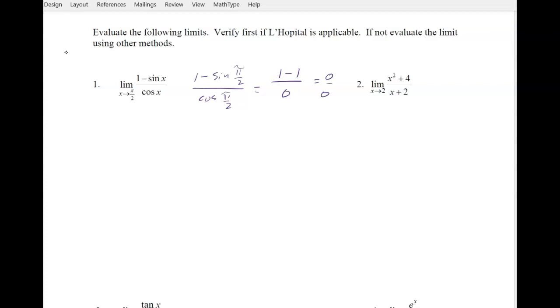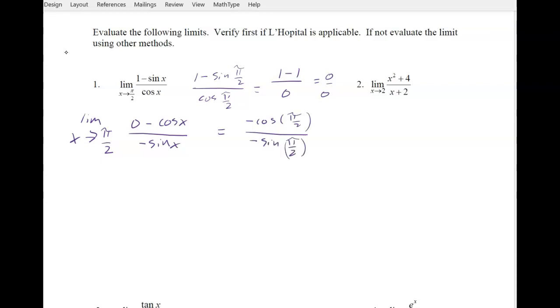So when I do this, I'm still taking a limit, so I have to keep writing that because I haven't performed that operation yet. I take the derivative of the top. The derivative of 1 is a 0, minus the derivative of sine x is cosine of x. Derivative of cosine x is negative sine of x. So now what I get is negative cosine, I'm taking the limit now, so I stop writing it, pi over 2 over negative sine pi over 2.